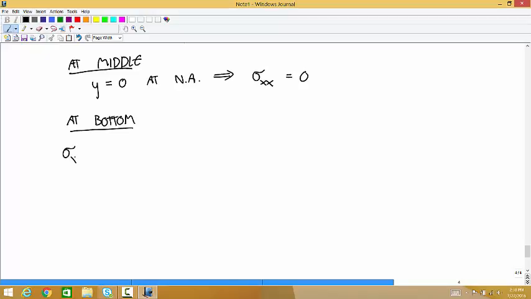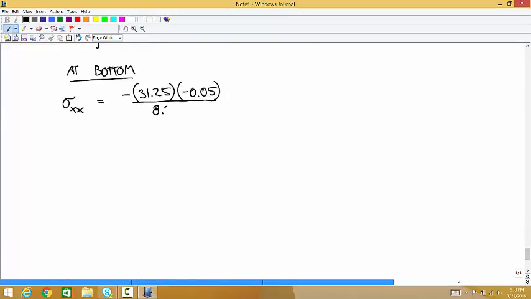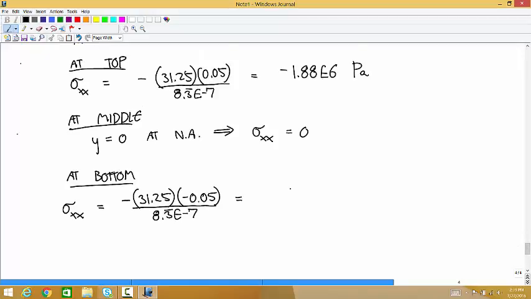So you have sigma XX is equal to negative 31.25 times negative 0.05, how big was it? 0.05, divided by I, 8.3 repeating times 10 to the minus 7, and you get a value of 1.88 times 10 to the 6 pascals. So this is compression at the top. This is tension at the bottom.